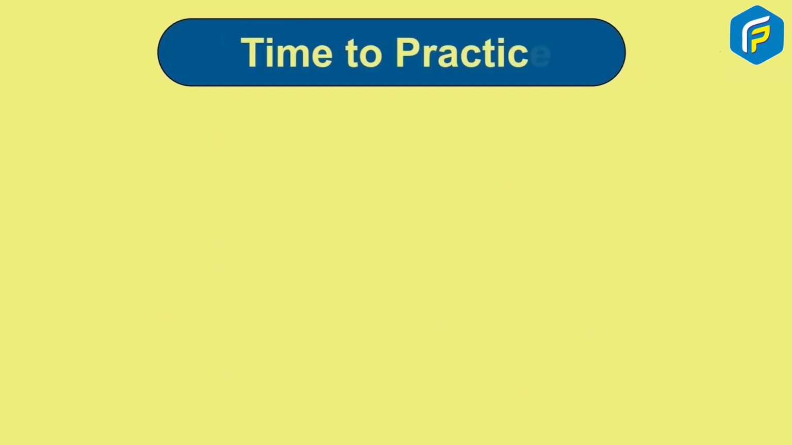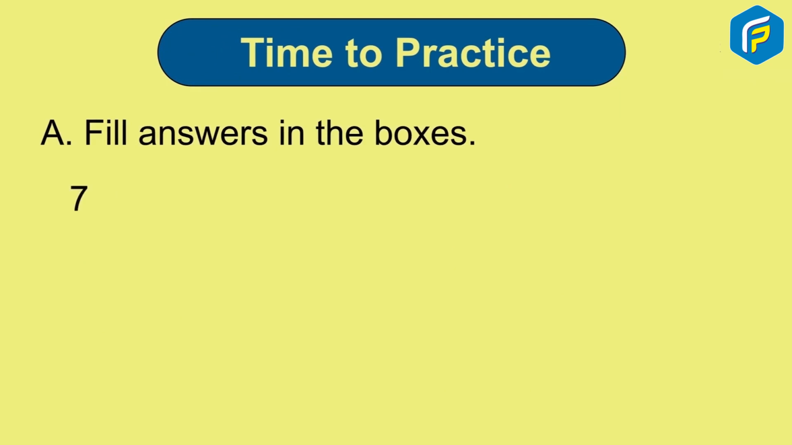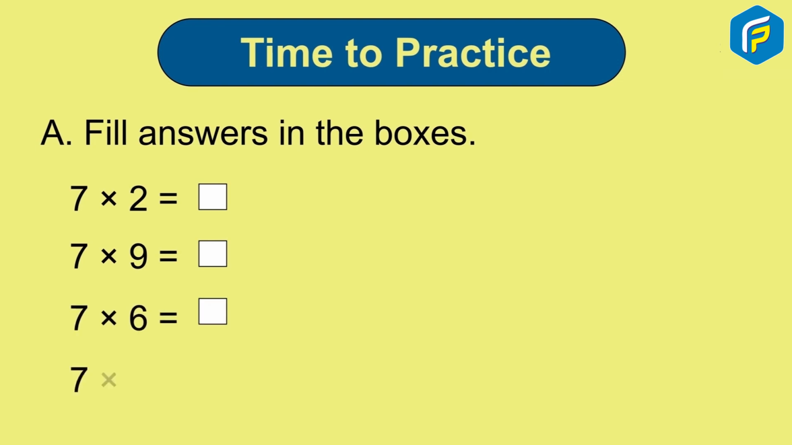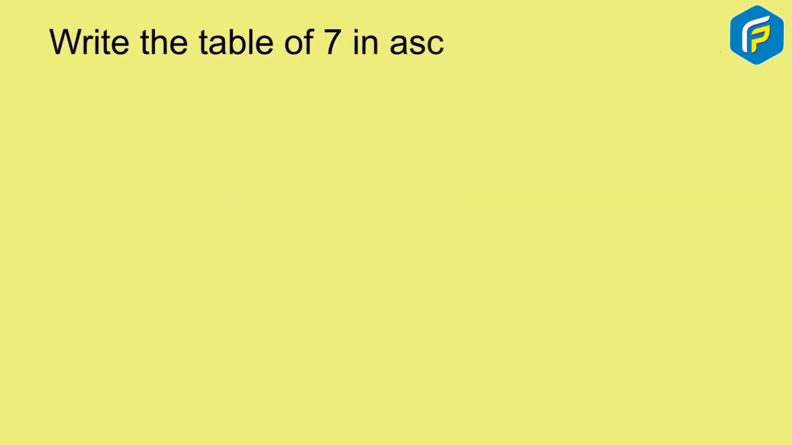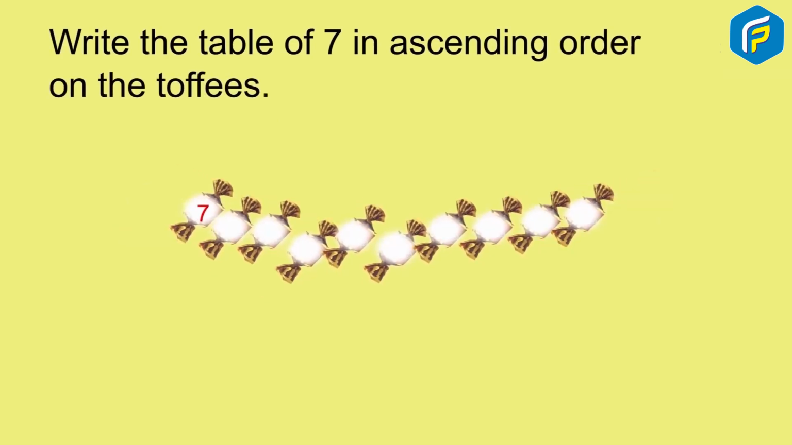Time to practice. Fill answers in the boxes. 7 into 2 is equals to, 7 into 9 is equals to, 7 into 6 is equals to, 7 into 4 is equals to, 7 into 8 is equals to, 7 into 5 is equals to, 7 into 3 is equals to. Write the table of 7 in ascending order on the toffees.